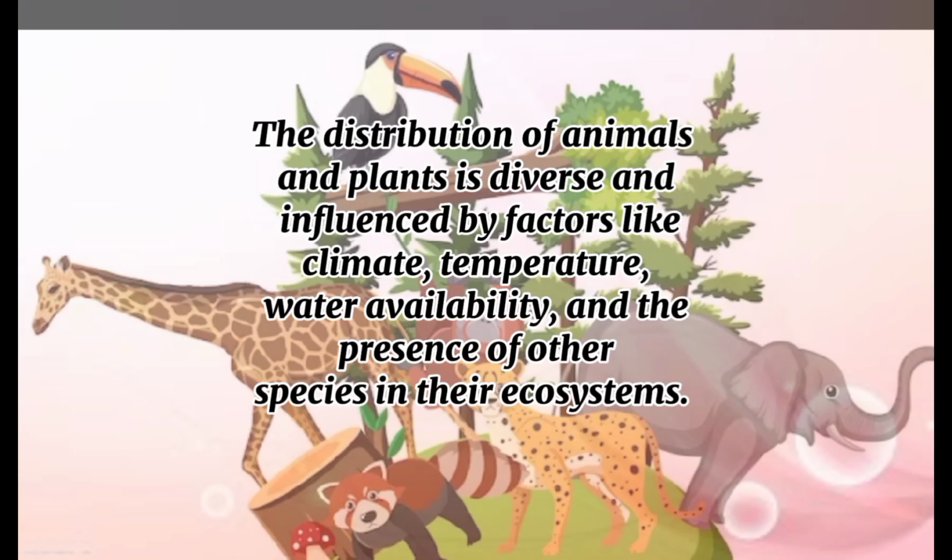The distribution of animals and plants is diverse and influenced by factors like climate, temperature, water availability, and the presence of other species in their ecosystems.